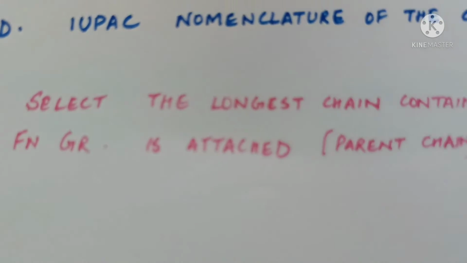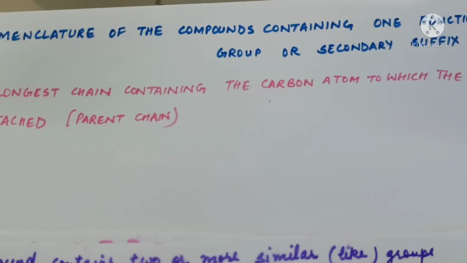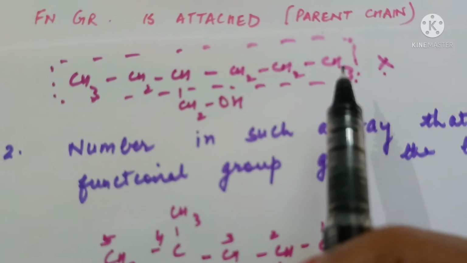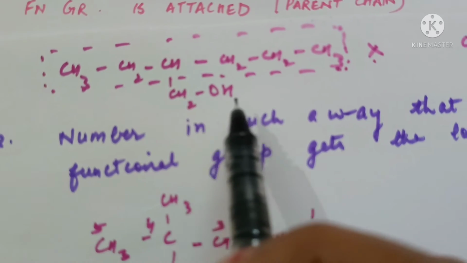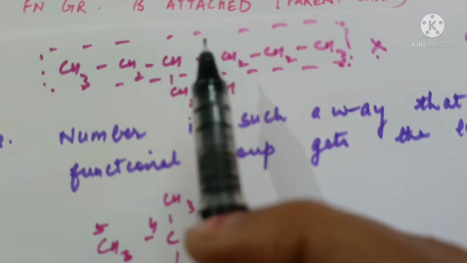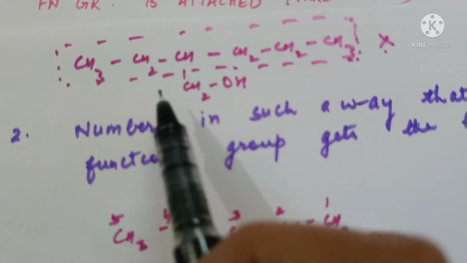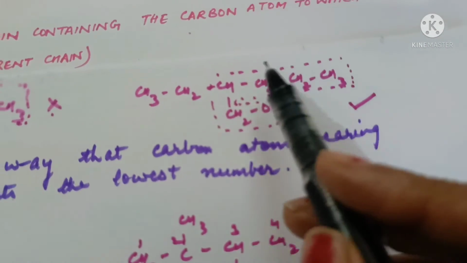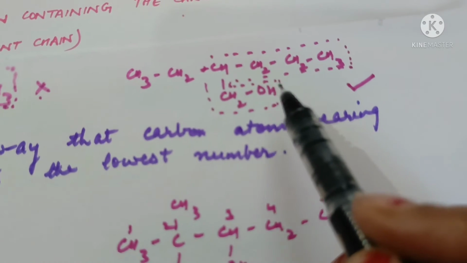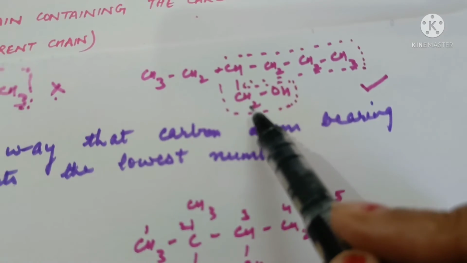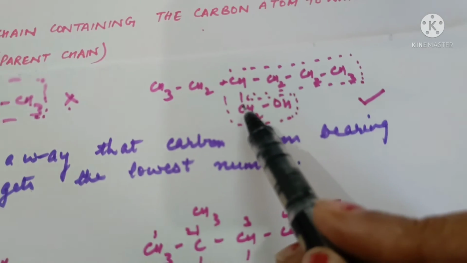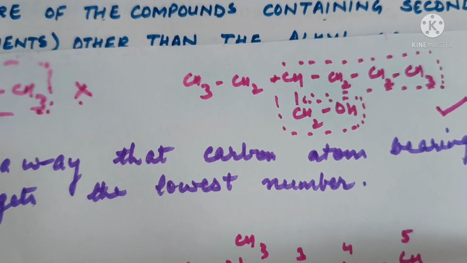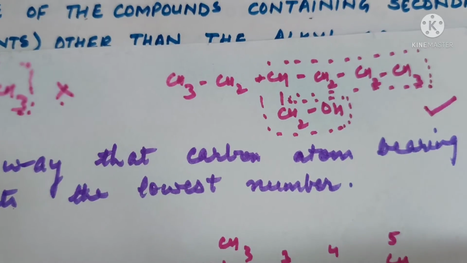So first rule is select the longest chain containing the carbon atom to which the functional group is attached. Here the longest chain does not contain the carbon atom to which the functional group is attached. So we reduce the size of the chain and the chain will now be of 5 carbon atoms. This is the correct way of selecting the parent chain. Now the functional group is attached to the carbon. We start the numbering. This is carbon number 1, 2, 3, 4, 5. So the name is 2-ethyl pentan-1-ol.